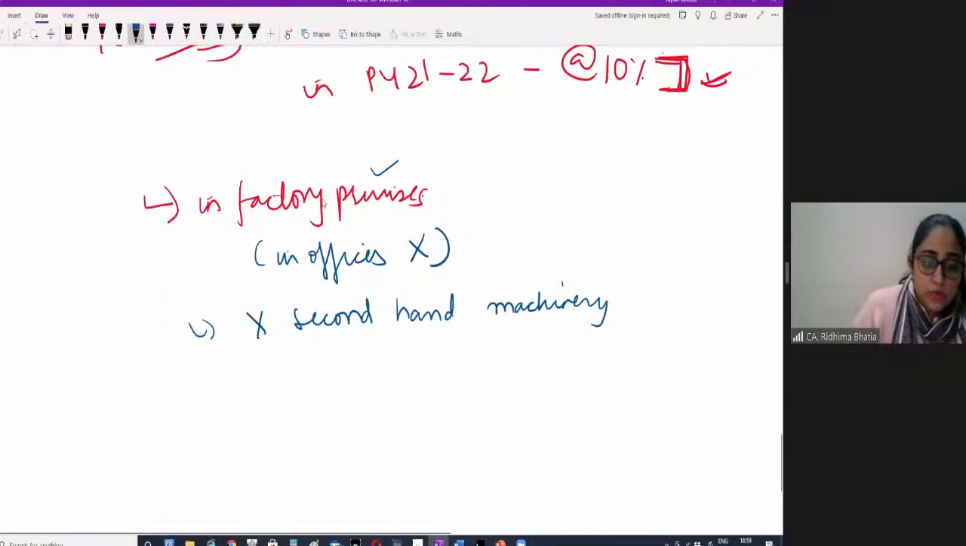Then no transport or road vehicle. So on motor cars and all, you will not get the depreciation.